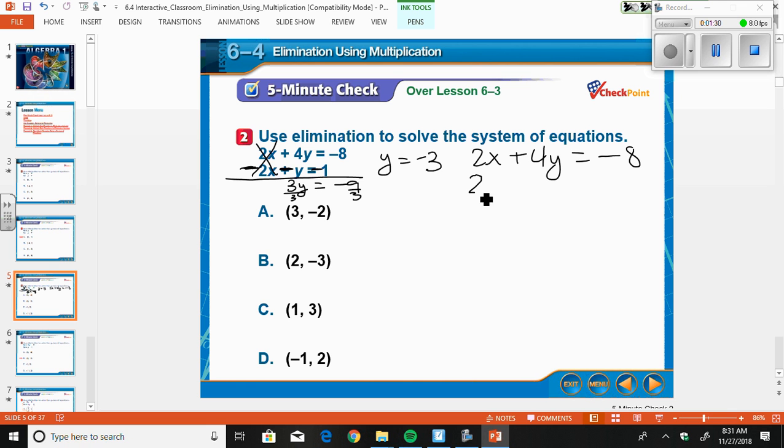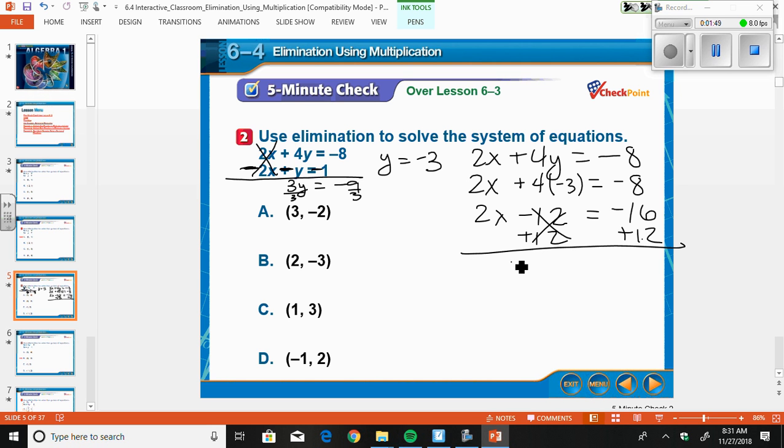I'm going to put the -3 in for y this time. So now I have 2x minus 12 equals -16. Add 12. And I get 2x equals -4. I get x equals -2. So I get -2, -3.